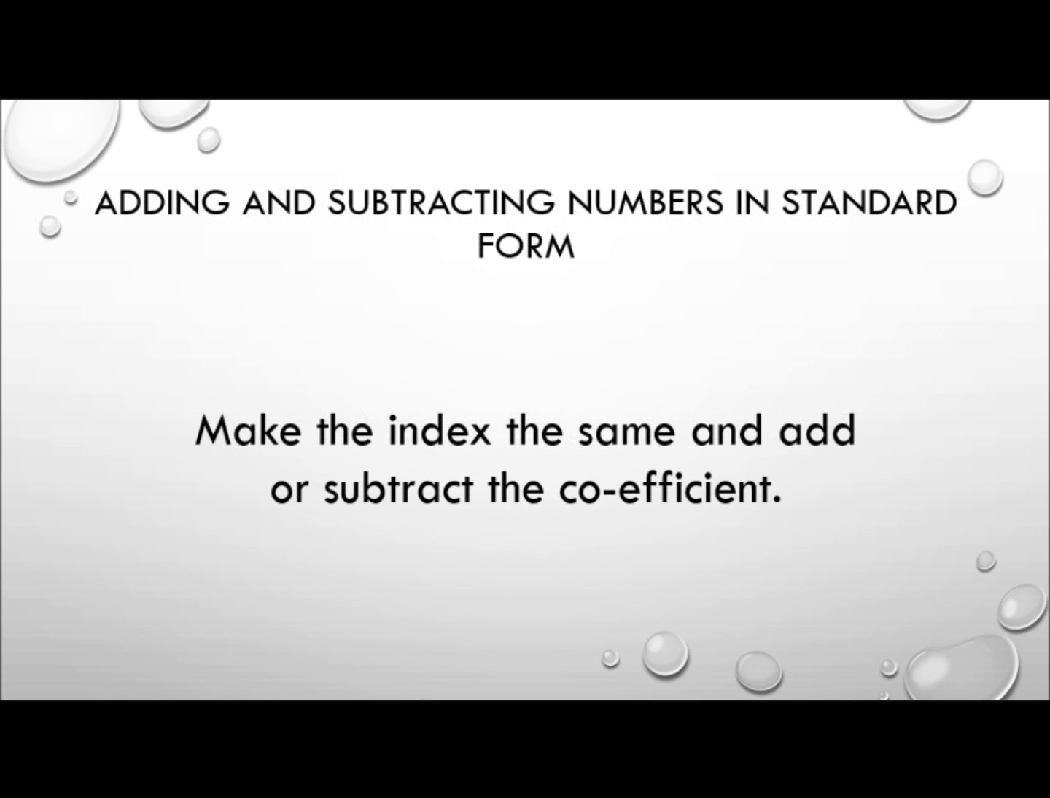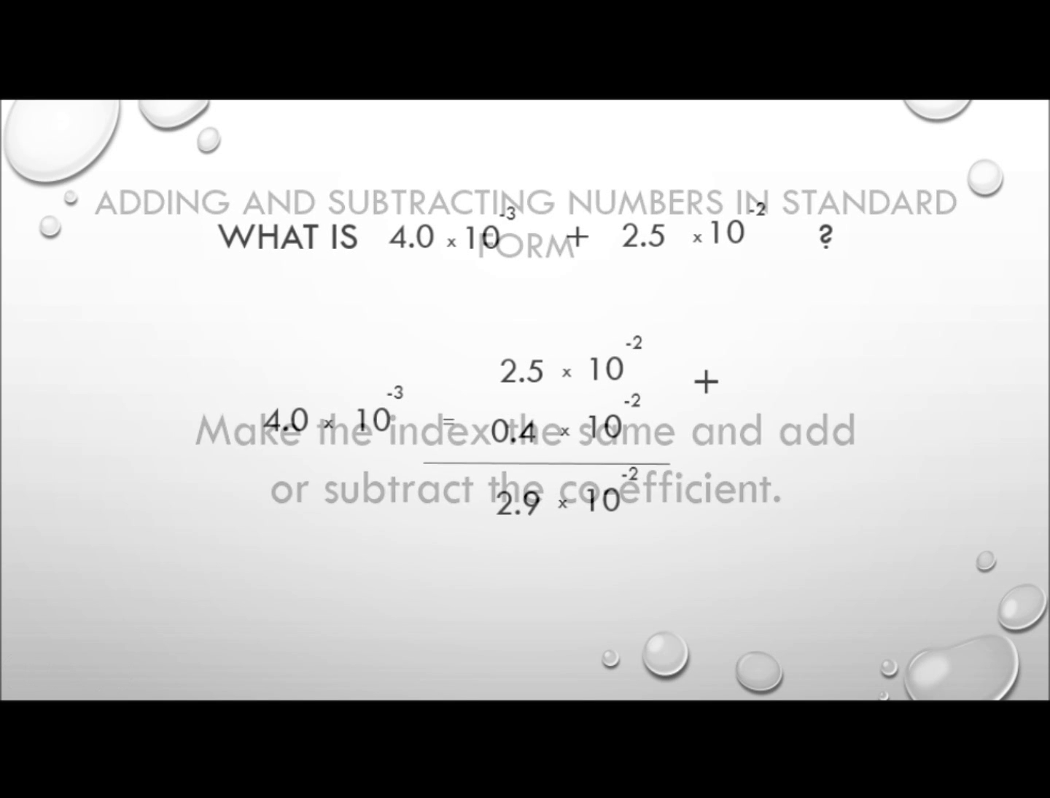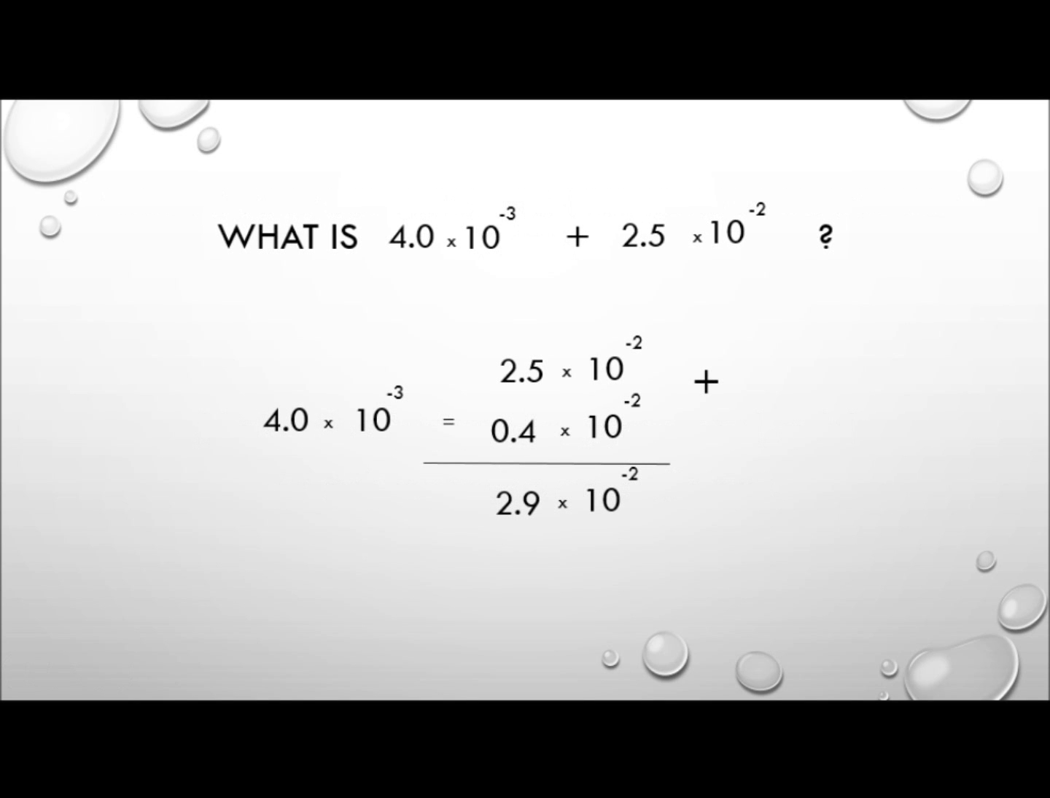When we're adding or subtracting numbers in standard form, the first thing to do is make the index the same, and then we can add or subtract the coefficients. Let's take, for example, 4.0 times 10 to the power negative 3, and we're adding 2.5 times 10 to the power negative 2.